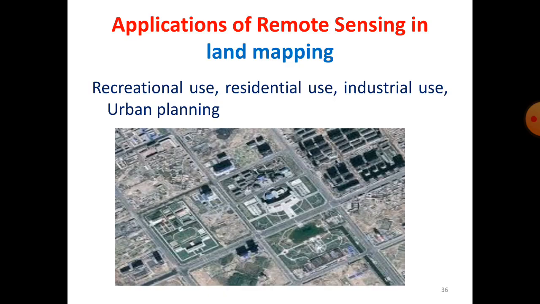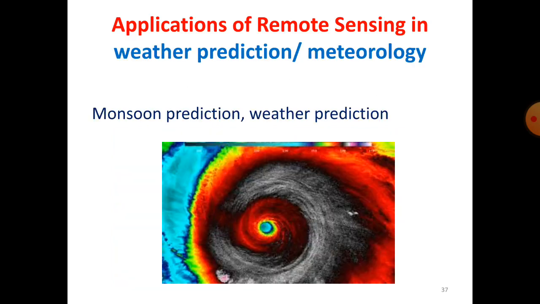Then, the next application remote sensing finds is in the field of land, that is, land mapping. How exactly? When we look at this picture, you can see an organized way of the plots. It is because of remote sensing technology. The land can be distributed for urban planning, which includes land for recreational use, residential use, and industrial use, and it can easily be divided by using remote sensing technology.